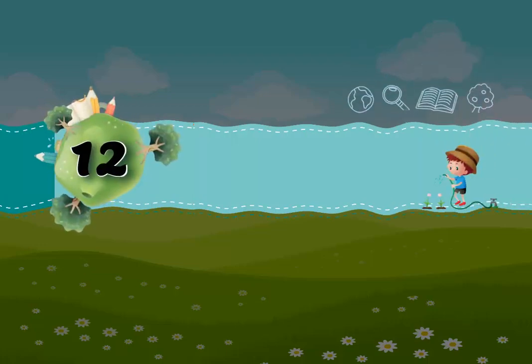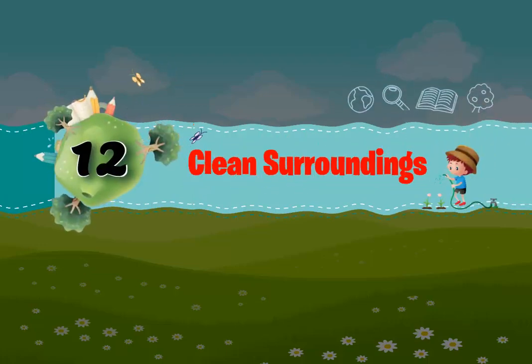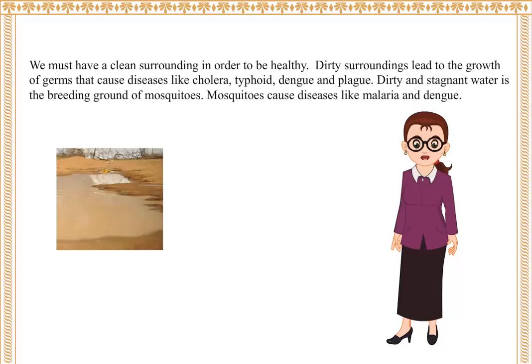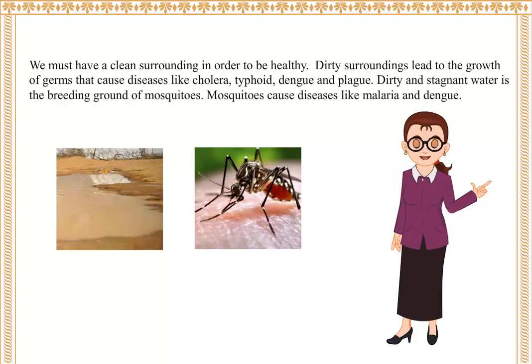Chapter 12. Clean Surroundings. We must have a clean surrounding in order to be healthy. Dirty surroundings lead to the growth of germs that cause diseases like cholera, typhoid, dengue, and plague. Dirty and stagnant water is the breeding ground of mosquitoes. Mosquitoes cause diseases like malaria and dengue.